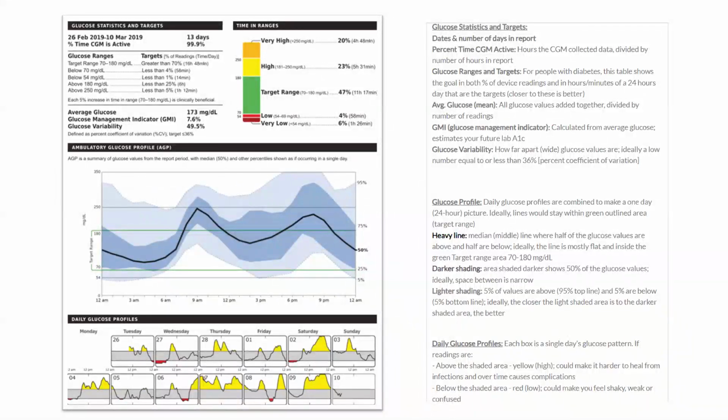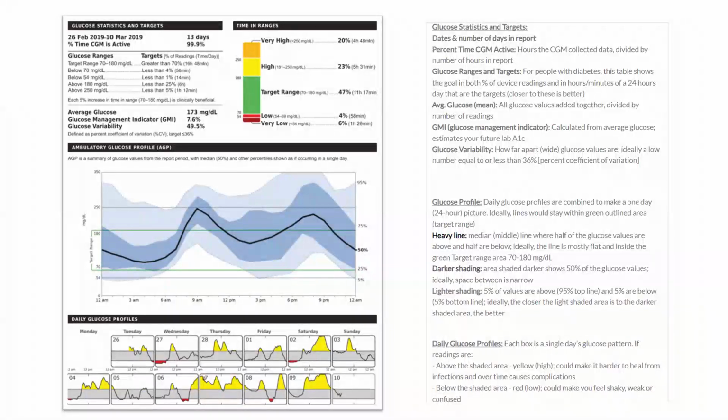But the glucose ranges and targets, you have a breakdown, a target range, so 70 to 180. That's where we want that number to be greater than 70%. Then we have the hypoglycemia, or low blood sugar areas, below 70, and then the very low, below 54. We have the high ranges above 180, and then the very high ranges above 250.